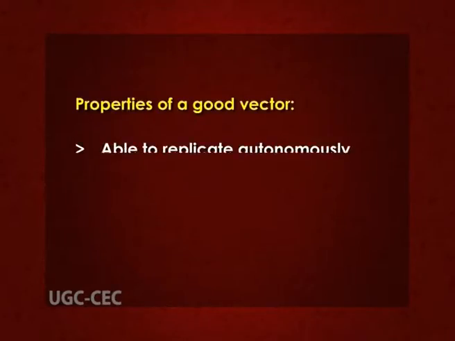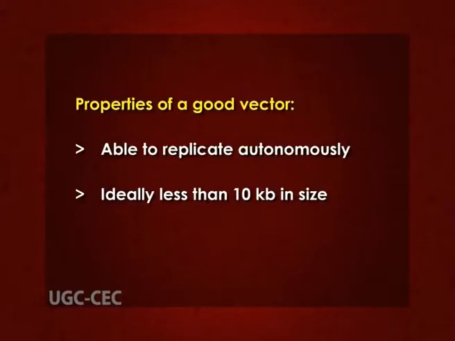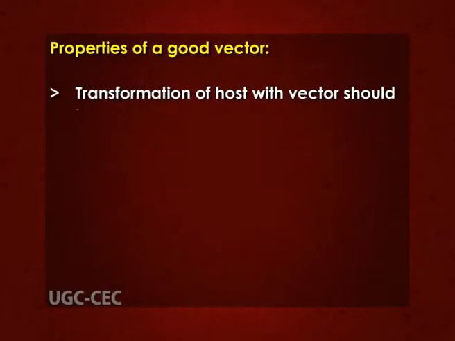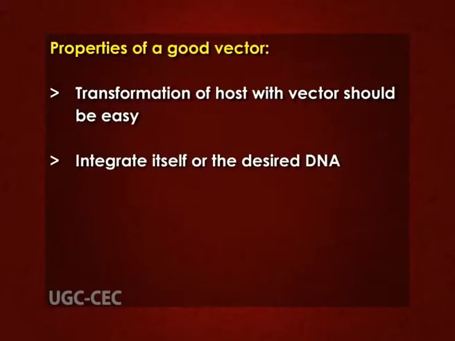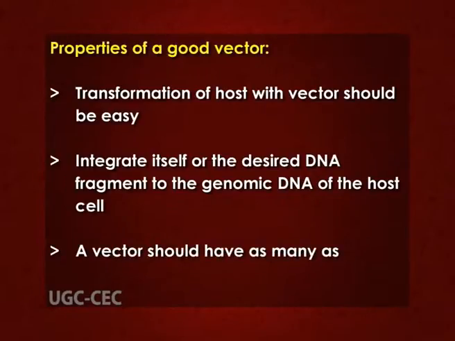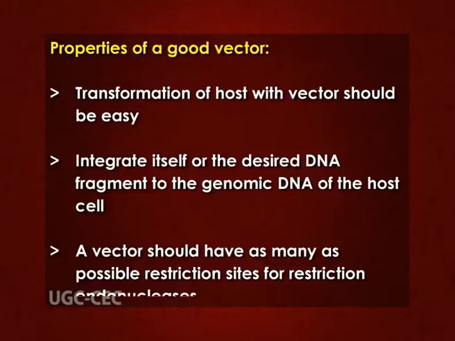First, it should be able to replicate autonomously. Second, it should ideally be less than 10 kb, that is kilobase pairs, in size, as larger DNA presents difficulties during gene cloning. Third, it should be easy to isolate and purify. Fourth, transformation of the host with the vector should be easy. Fifth, it should have the ability to integrate itself or the desired DNA fragment into the genomic DNA of the host cell. Last, a vector should have as many restriction sites as possible for restriction endonucleases.